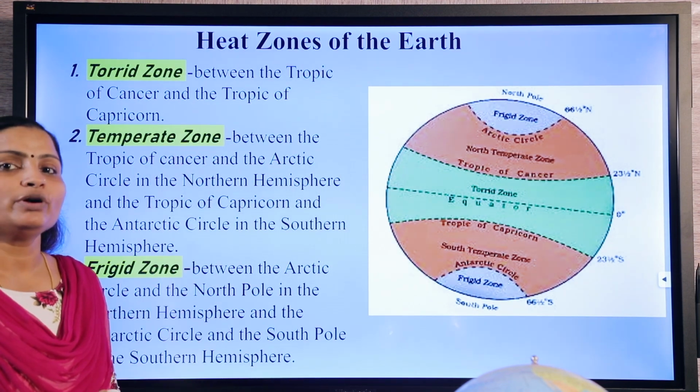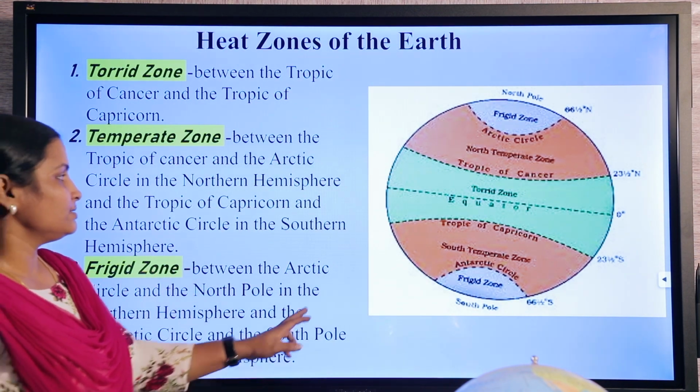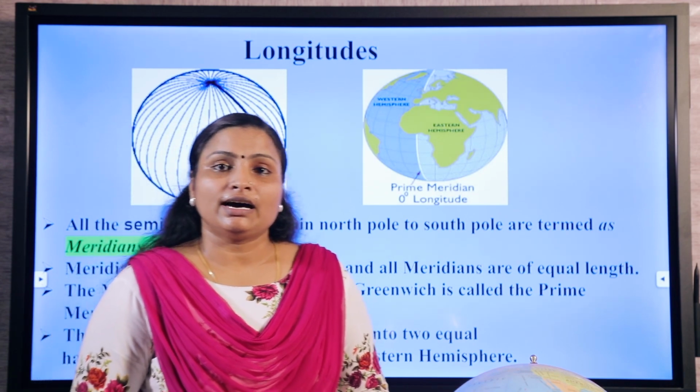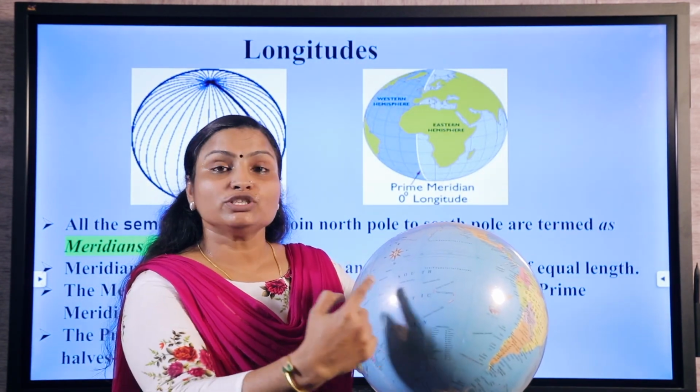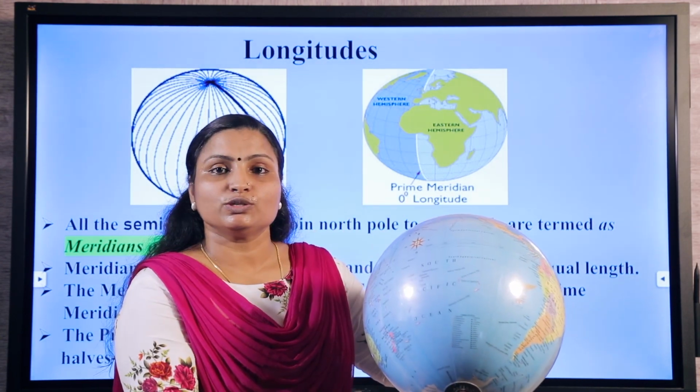These are the important heat zones of the Earth. Next we can check what are longitudes. See here, besides these horizontal lines, some vertical lines also we can see.